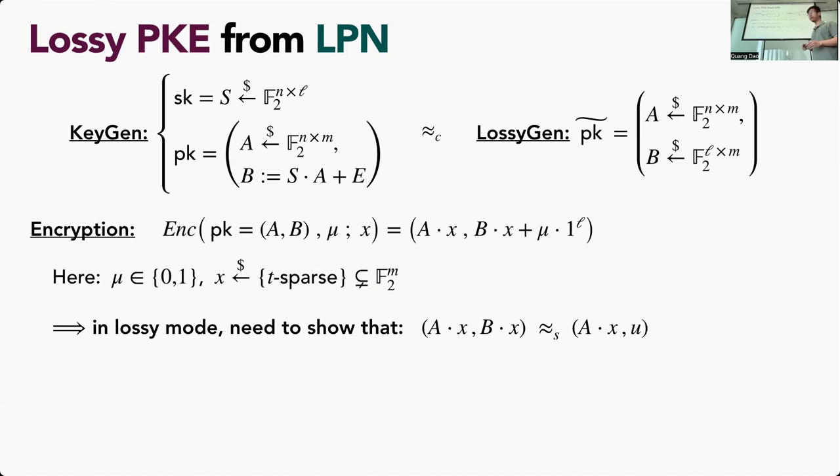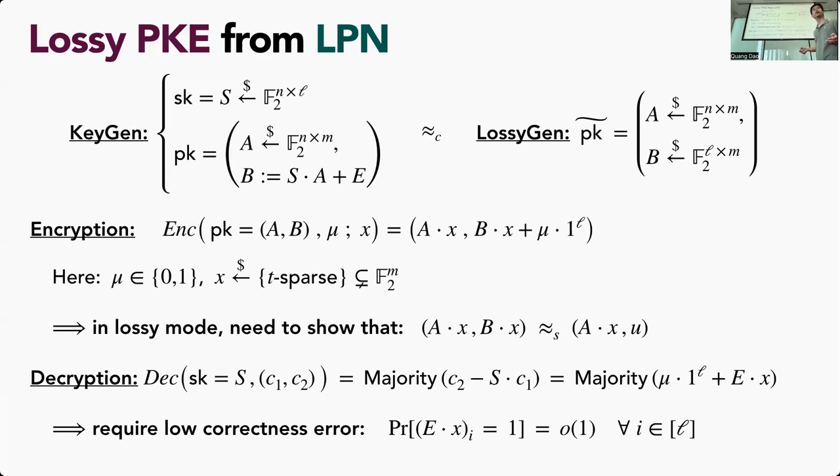To encrypt this message mu with this public key PK, you would sample a random sparse vector X, and then you multiply X with the public key, and then you add in the message at the end. You want to repetition code it so that you can later on decrypt from lots of errors. In the lossy mode here, what you want is that the ciphertext should be statistically erased, which means that this B times X should be statistically random, even given A times X.